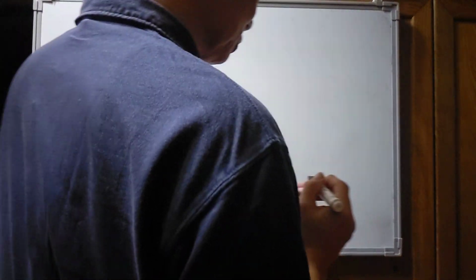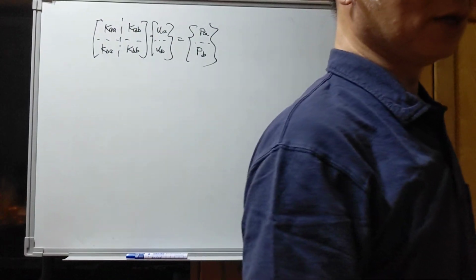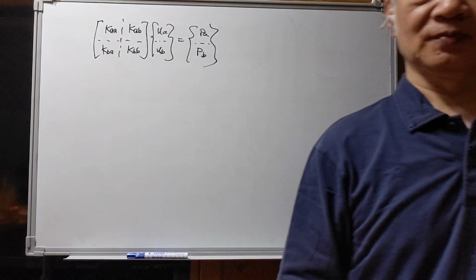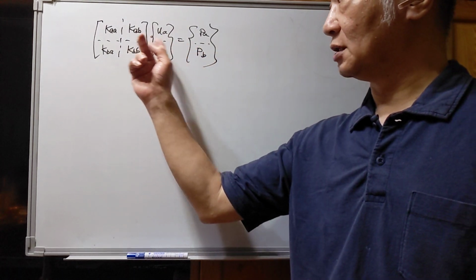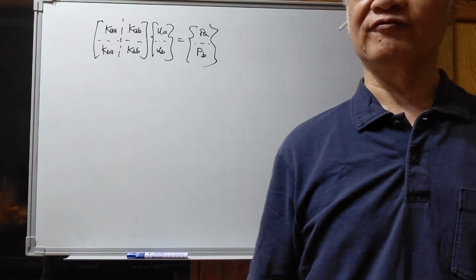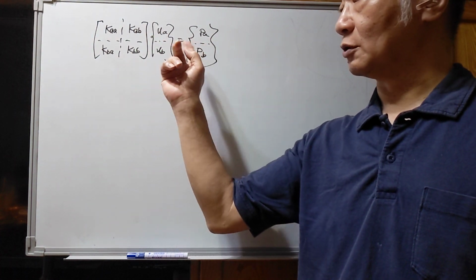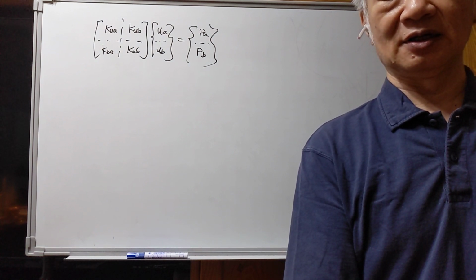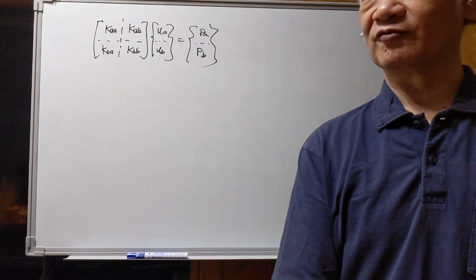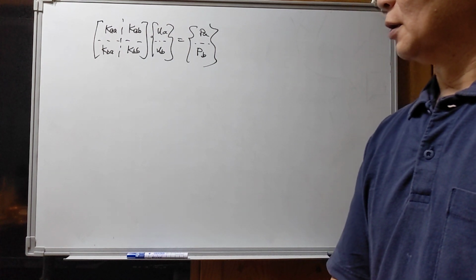Okay. First, we can make a partition. We can make a partition of the stiffness matrix. Also, we need to make a corresponding partition for the displacement vector. Also, we need to do the same partition for the force vector.